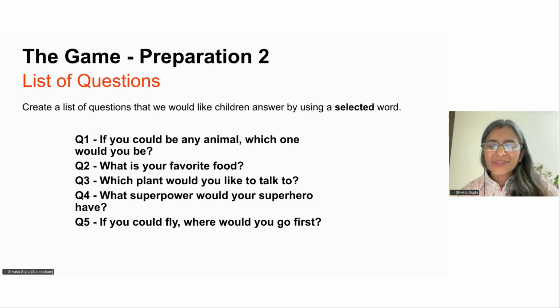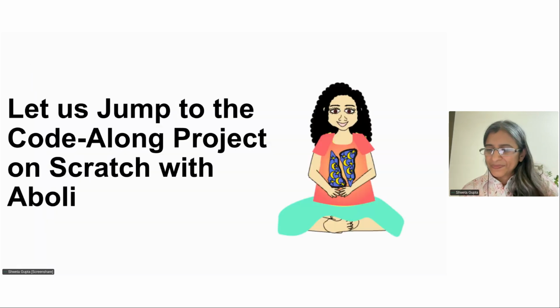We are going to put a list of questions. So go ahead and just put down what comes to you. You've got just a simple sample set, like what's your favorite food? What superpower would your superhero have? If you could fly, where would you go first? Or anything else? So maybe we can take another minute and just think of the questions. It's okay even if you just have a couple of questions for now.